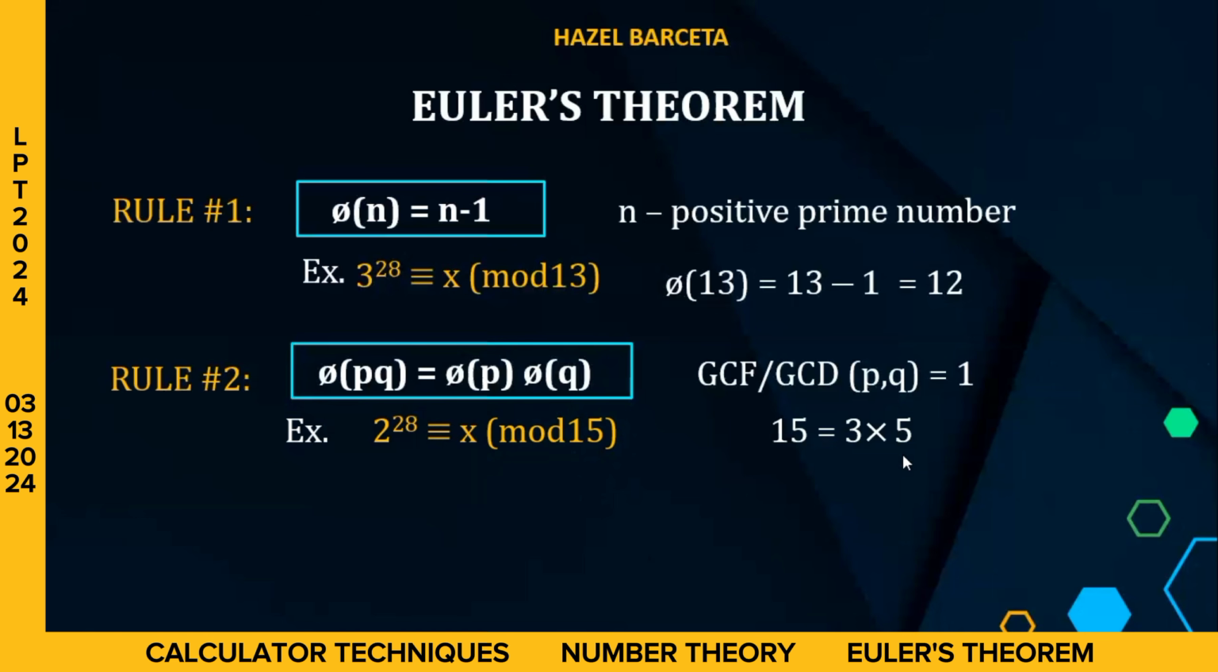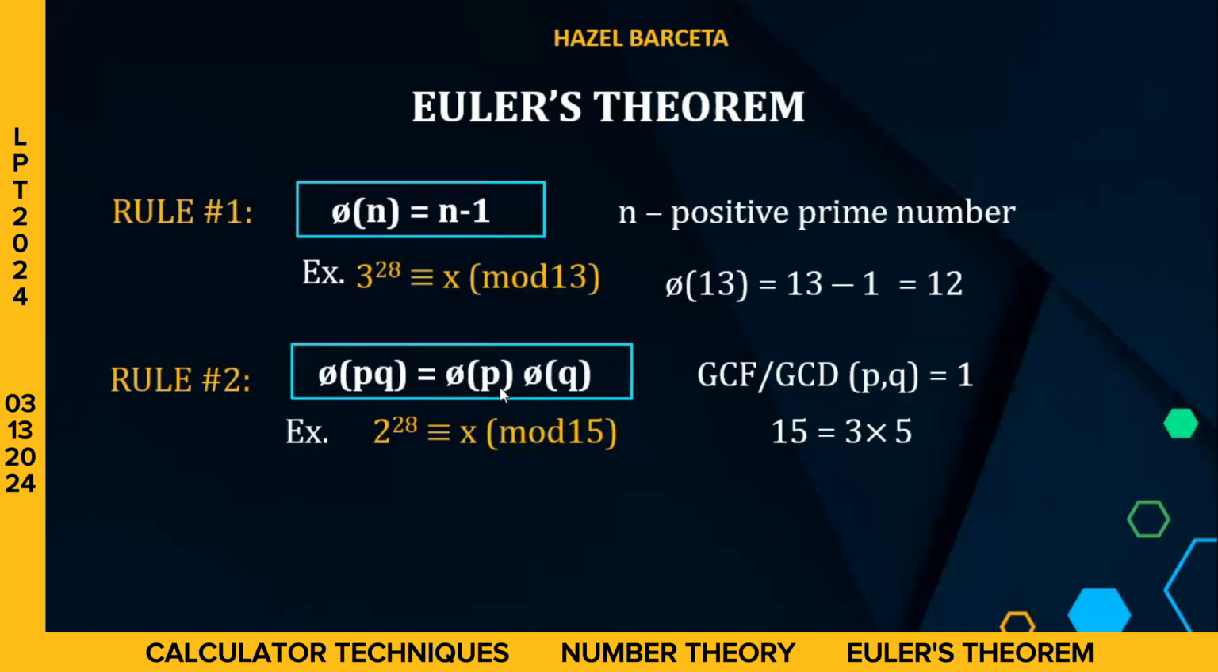So, ano po yung point nito para dito sa rule number 2? We have P, Q, 3 and 5 para po sa N natin na 15. Ibig sabihin po pala, ang P and Q are factors of N. Kailangang relatively prime sa isa't isa at factors po ito ng ating N. So, ito po ang rule number 2, which is pwede po sa composite. Since composite nga po ang 15.